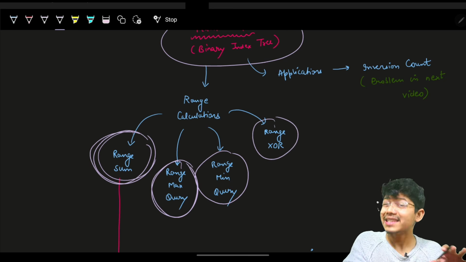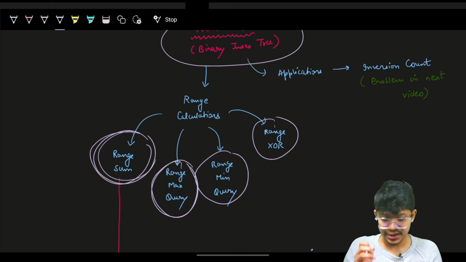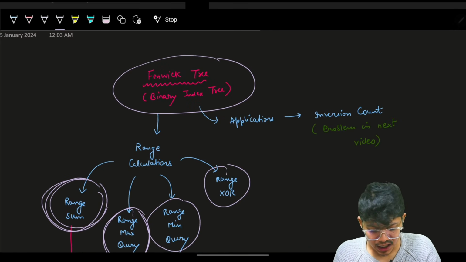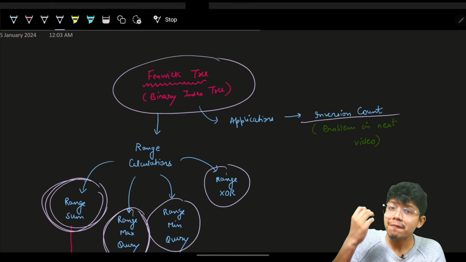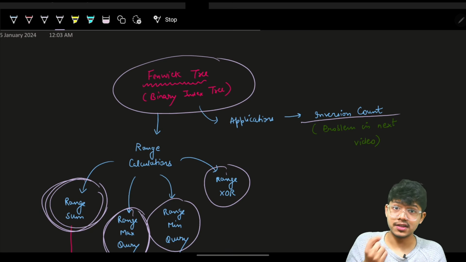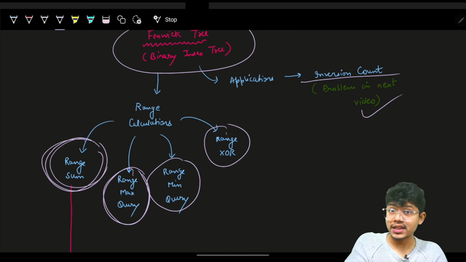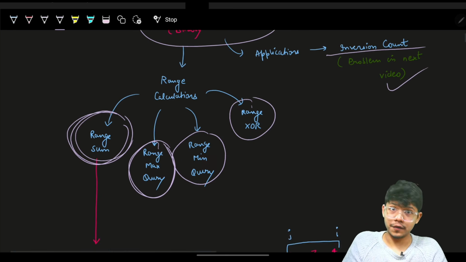Mostly range queries can be done by Fenwick trees, but the other applications which you can see are inversion counts, which is a very famous interview problem which is asked in an interview. And this problem we will actually also see in the next video, which is the application of this particular Fenwick tree.